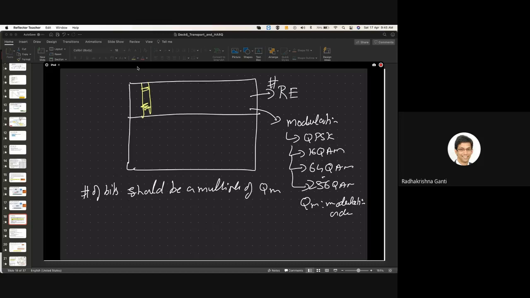So if you have 4 RE and you are using QPSK, how many bits will you have? You will have 8 bits. If you are using 16 QAM, it will be 16 bits. If you are using 64 QAM, it will be 24 bits. So the number of bits that you finally require should be a multiple of QM. Otherwise, you cannot fill the grid. Is this clear? Any question here?